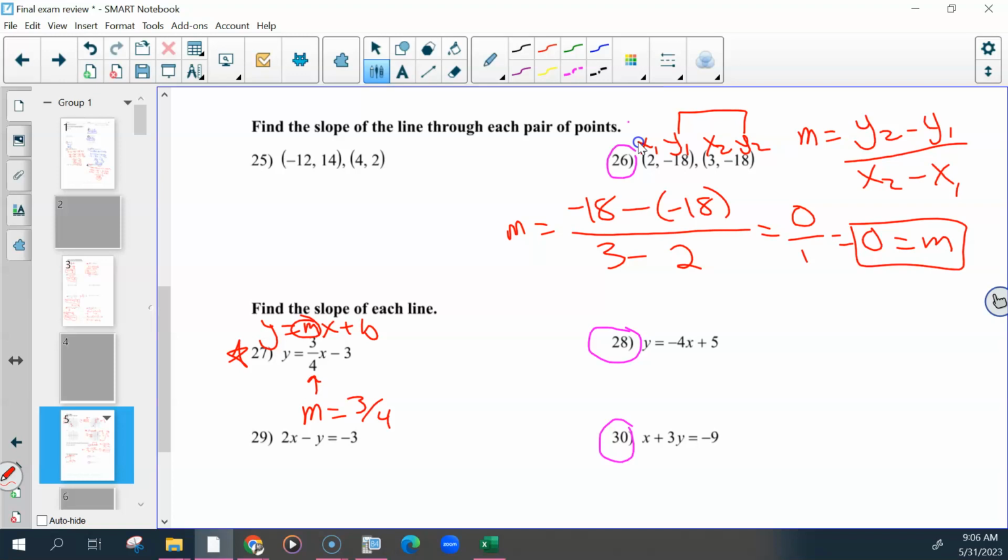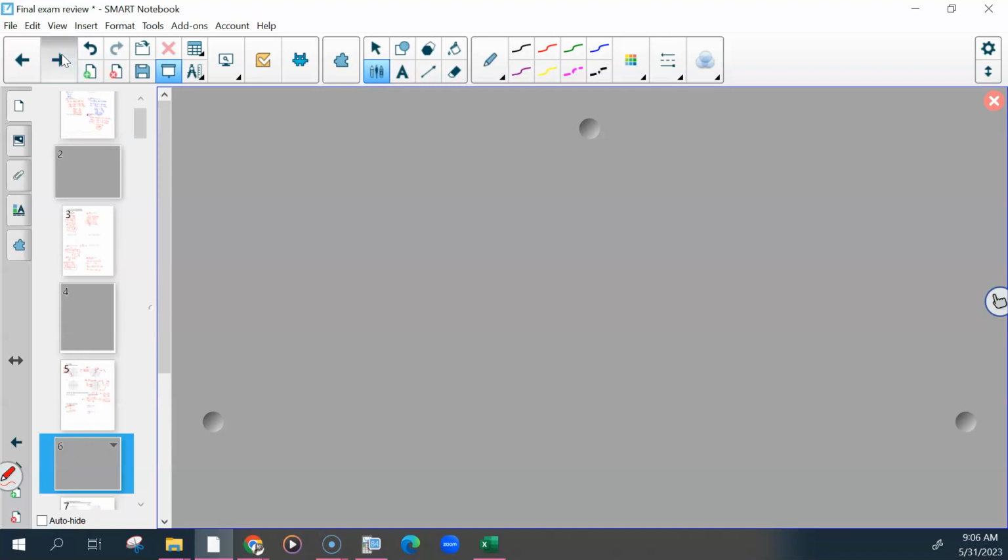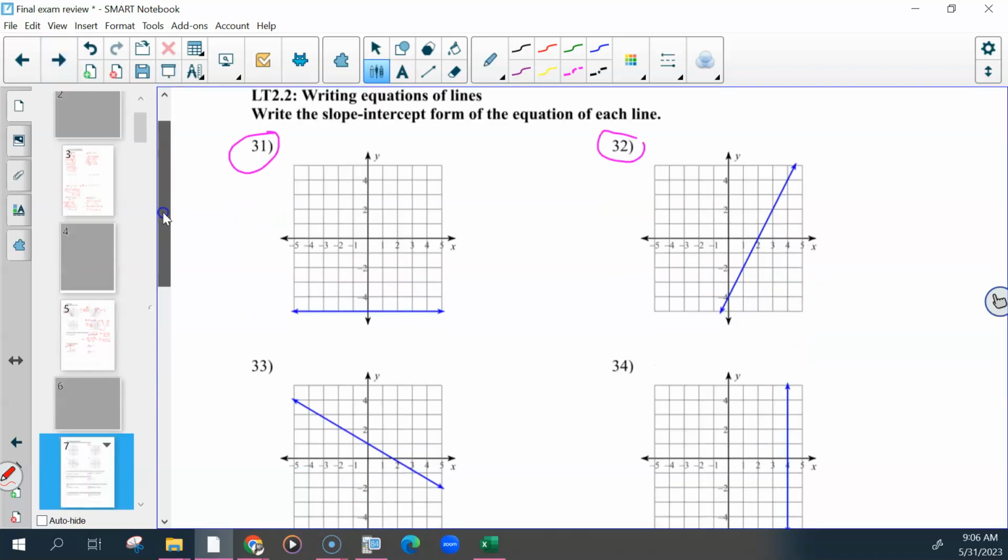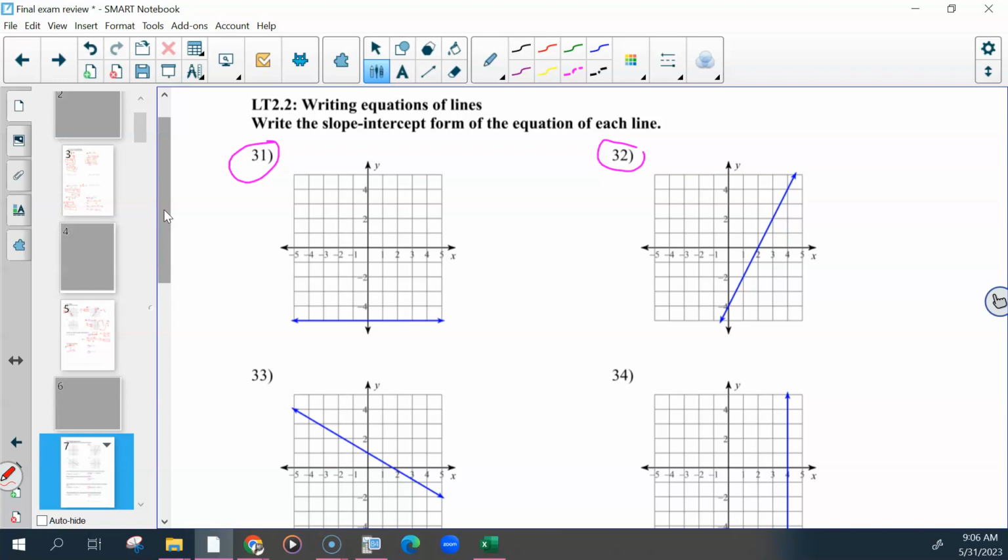Go on to the next page. Now we're in writing equations of a line: from a graph, from a point and a slope, from 2 points, from given slope and y-intercept, all of those things. So which of these do you want to go over?